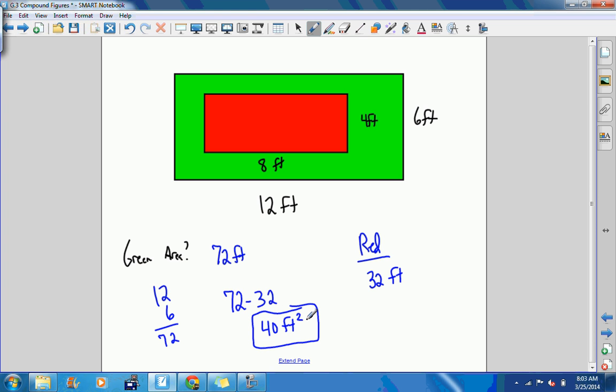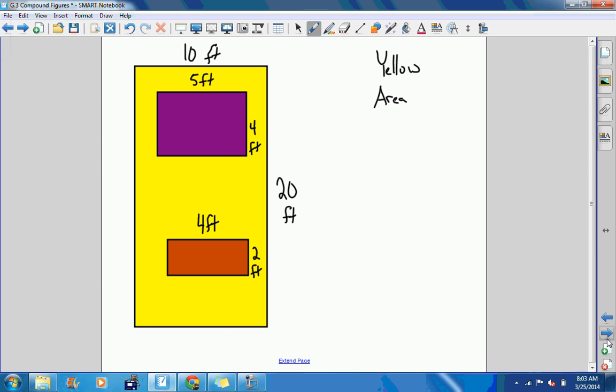So for this example, we did the big rectangle minus the little one. Now, for a problem that you can do for candy, I want you to find the yellow area. So this one, like the other one, you have to find the whole outside piece, and then you're going to subtract the inner two rectangles. When you're done, you can bring that to me, and if you got it correct, I will give you a piece of candy.